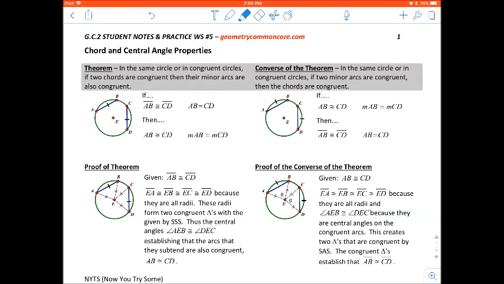Welcome to the G.C.2.5 notes. These notes look at chord and central angle properties, and there are 3 theorems here that we'll go through. The first one and its converse are written.